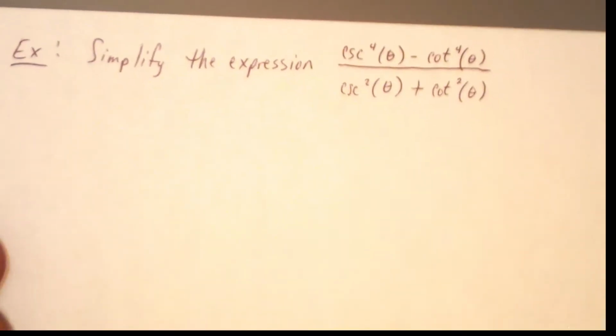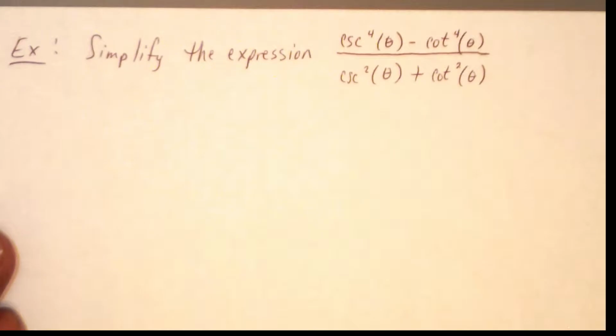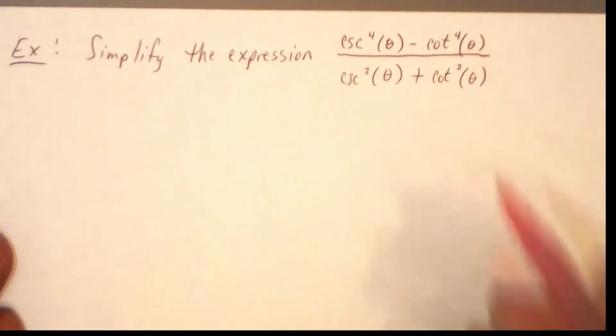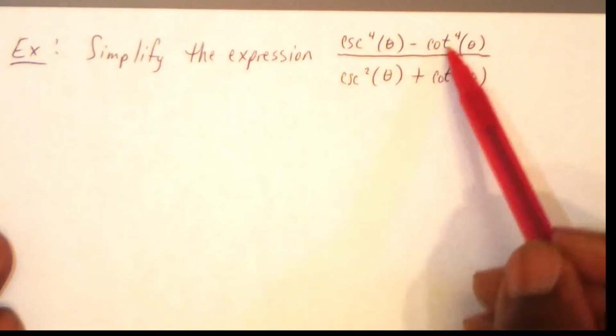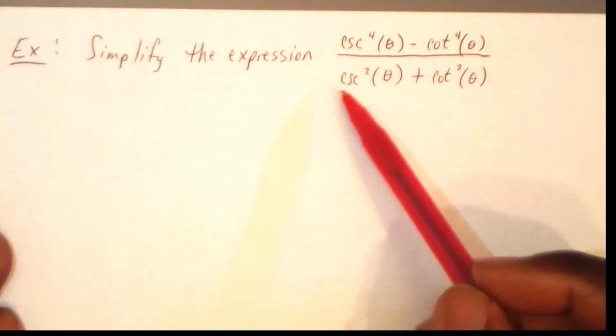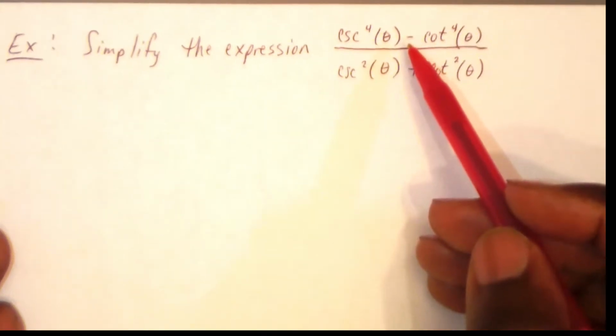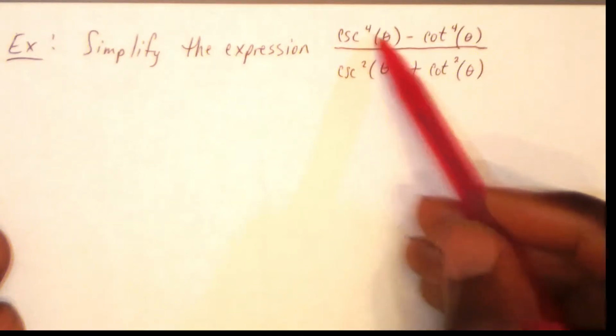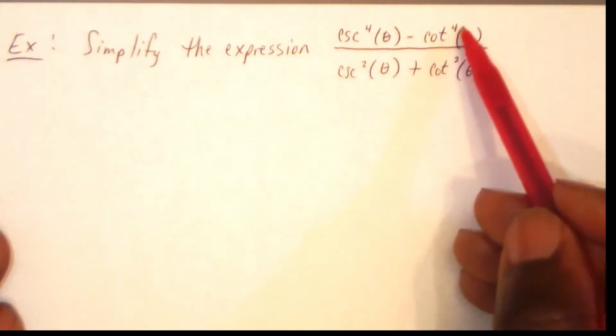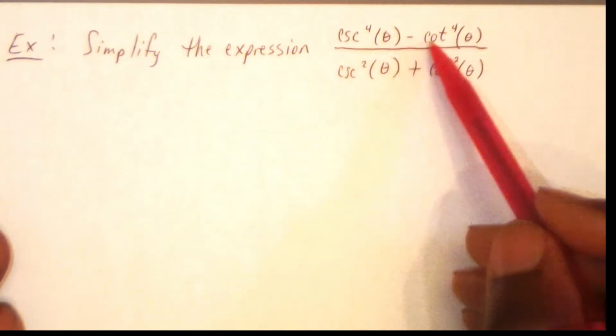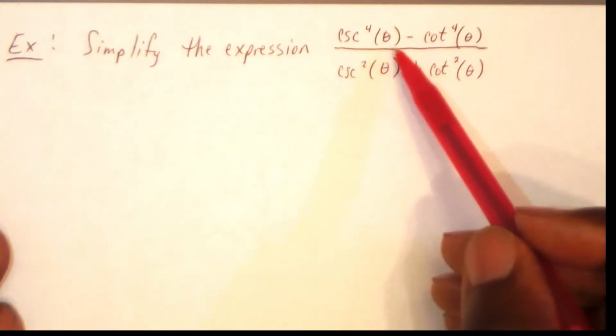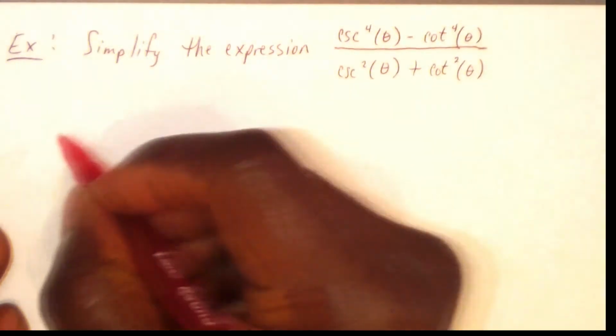So for this example, we're asked to simplify this particular expression. And so this time we notice that we're dealing with a bunch of reciprocal trig functions. But the good thing about this is that we recognize that we have a pattern going on here. If you notice, cosecant to the fourth of theta minus cotangent to the fourth of theta can be rewritten. This is the difference of two perfect squares.